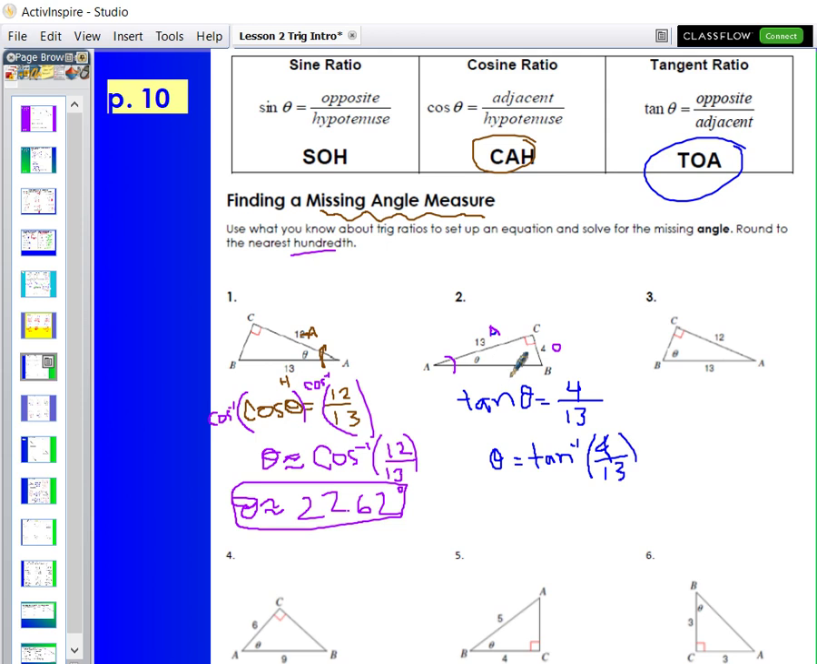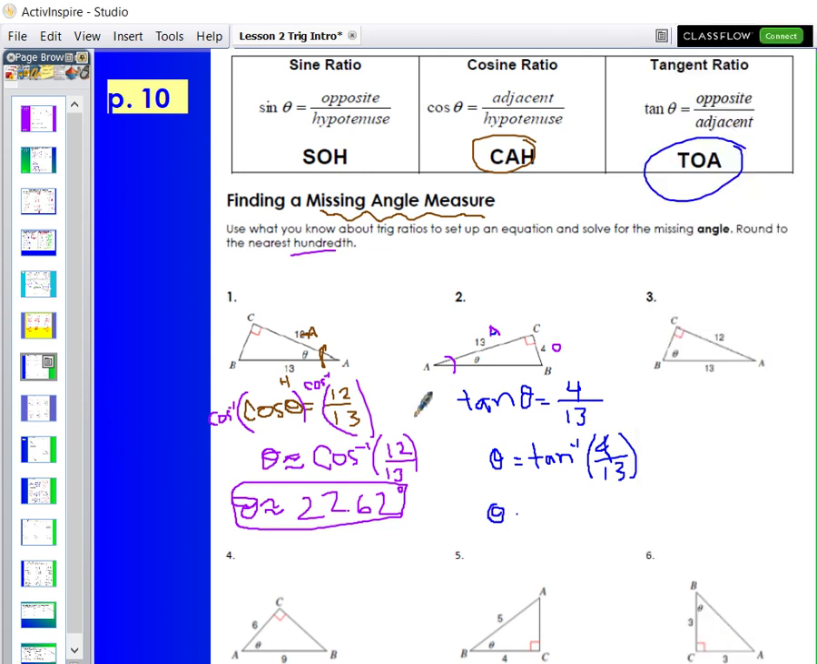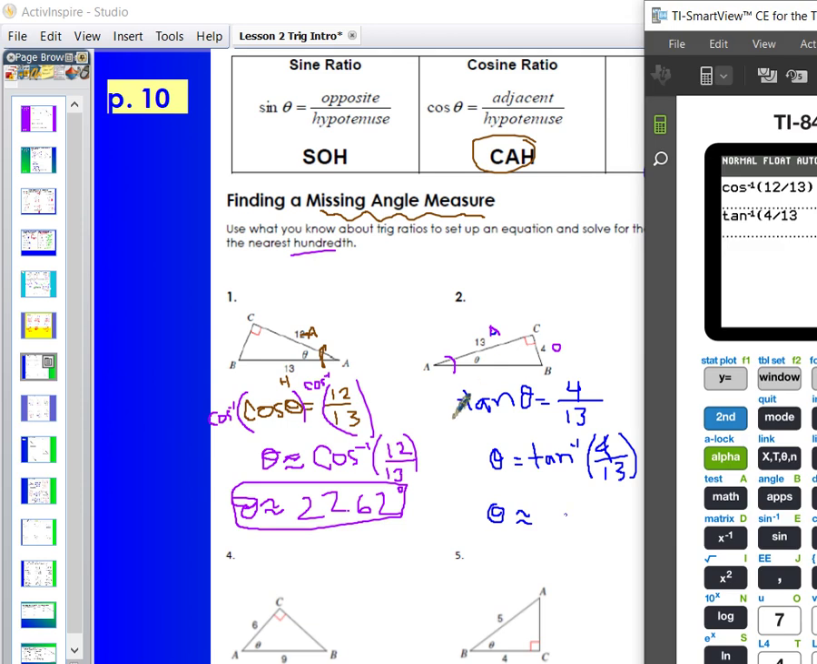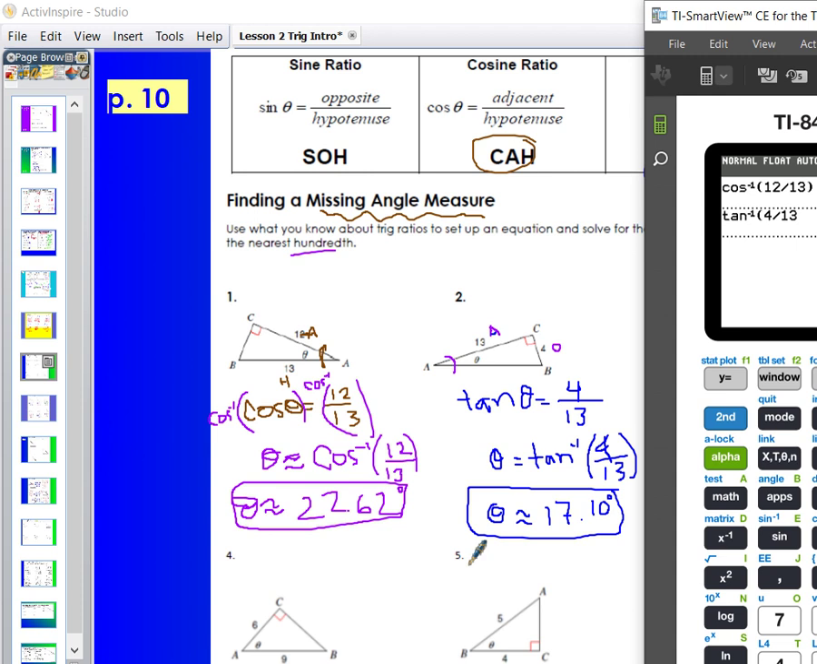So inverse tangent of 4/13. All right, so I'm going to find my calculator and go inverse tan of 4/13. And I get 17.1. So theta is approximately 17.10 degrees.